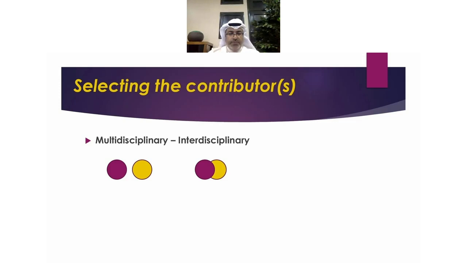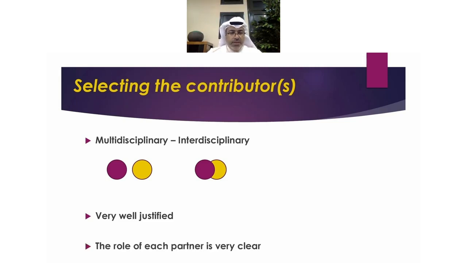Of course, you have to justify it very, very well in the proposal. You have to tell that this contributor has the capability that I don't have, and this is the CV. You can see how good he is in what he's doing. And you have to assign the role of each partner very clearly. You have to tell this role will be the responsibility of this contributor, and this role will be the responsibility of the other contributor.